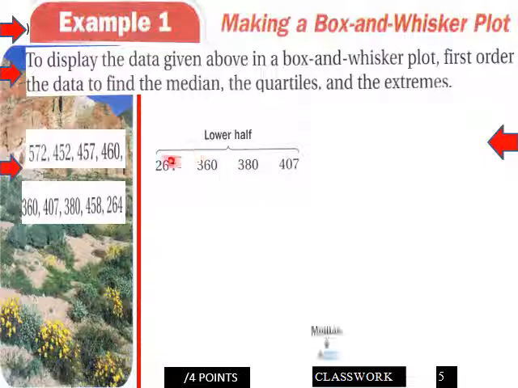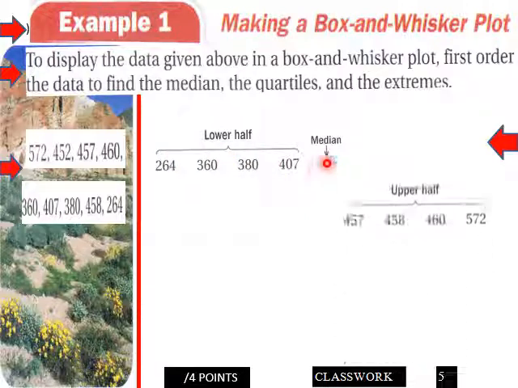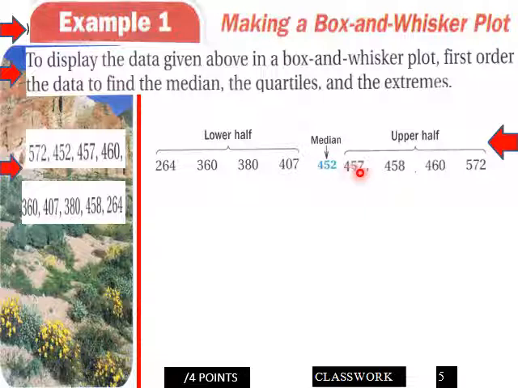So when we do that, we have a lower half here. We have a median in between. So we got 4 of these data values in the lower half. We have 1 right in the center, and then we have an upper half of these data values. So we got 4 and 4. 8 plus 1 is 9. So we got 9 data values here. And then when we order them from least to greatest, we get this.